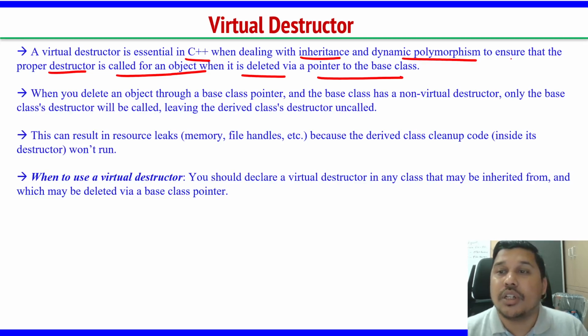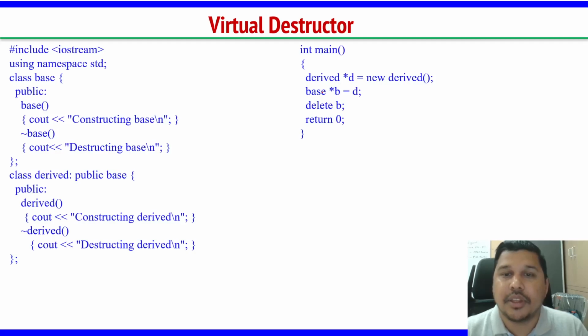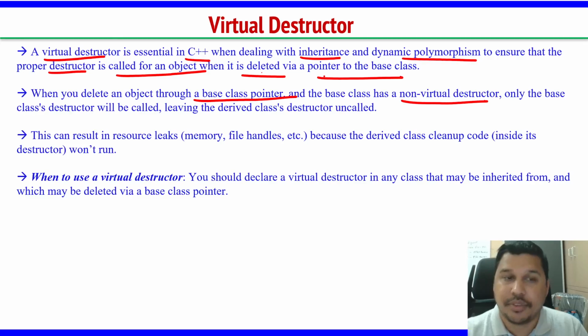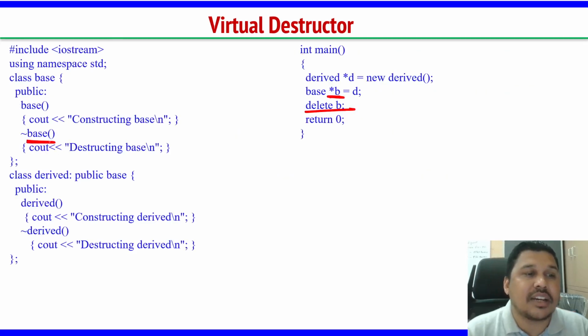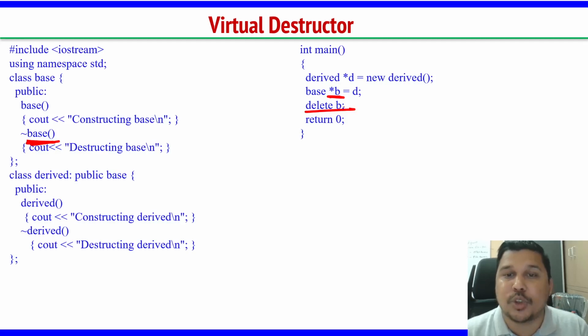So we have to use the virtual destructor concept to ensure that the proper destructor is called for an object when it is deleted via a pointer to the base class. See, I am creating a pointer to the base class and I am deleting it. In this case, we definitely have to use a virtual destructor. When you delete an object through a base class pointer and the base class has a non-virtual destructor, see, this is a non-virtual destructor here. I am deleting an object through a base class pointer here.